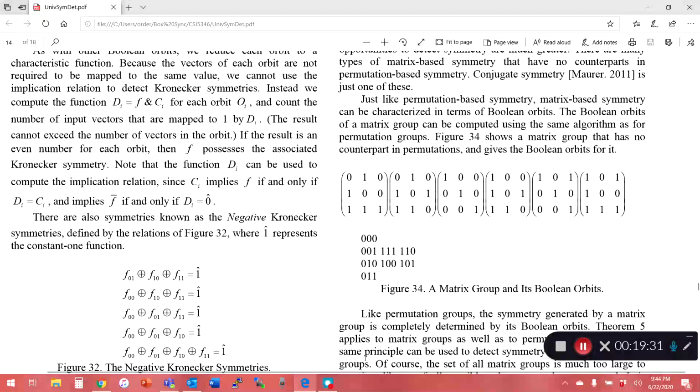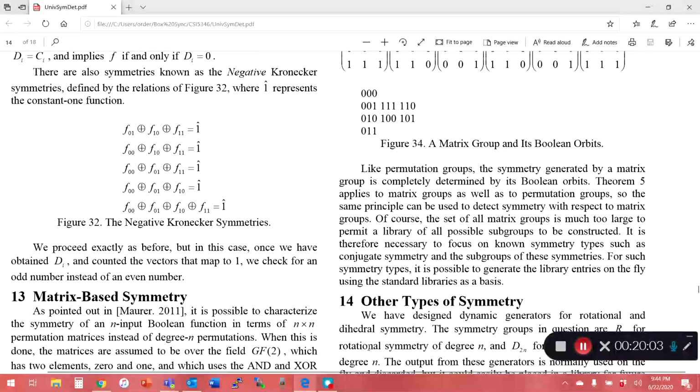Well, of course, for any matrix group, we can compute the Boolean orbits of it. Here's an example of a matrix group and its Boolean orbits. This is not the standard representation, obviously. But no matter what the matrix group is, we can find a set of Boolean orbits for n. Okay, and we can build a library of that, assuming that we can enumerate all the groups. We can detect any matrix symmetry by computing the Boolean orbits.